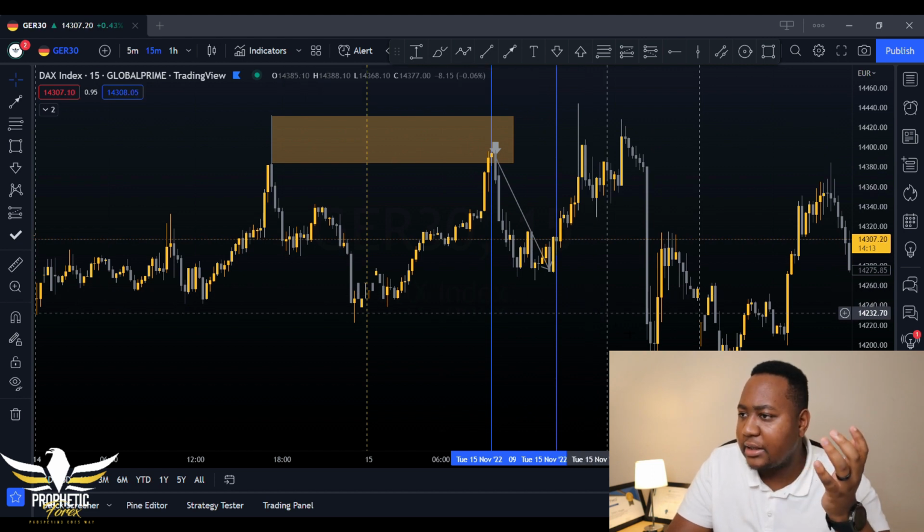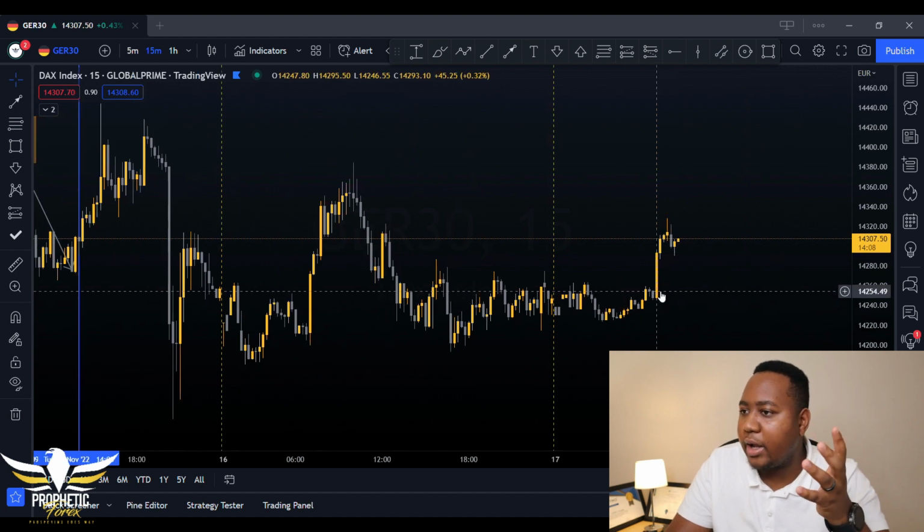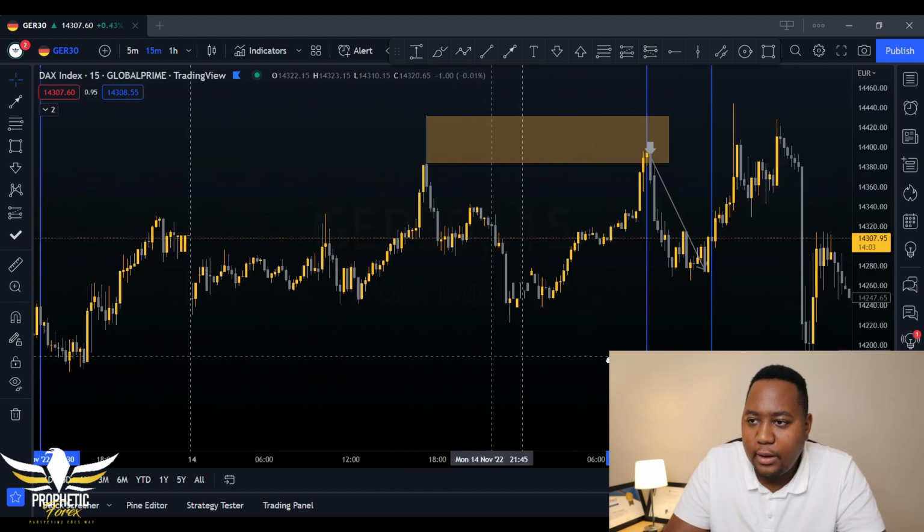Even today, look at that. Even today, as you can see, from 9 a.m. the market shot all the way, and we're going to be holding it all the way till 1 p.m. Let's go on.